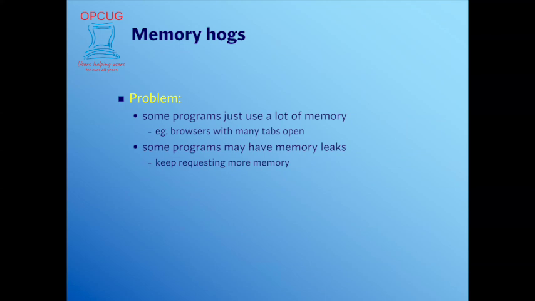Memory hogs: some programs just use a lot of memory. Browsers with a lot of tabs open can use up an awful lot of memory. I find that with a lot of tabs, when I'm browsing, they'll use up 150 megabytes each. And so if you have 20 tabs open, you can all of a sudden say goodbye to about 2 gigabytes of available memory. There's a possibility that a program might have a memory leak.